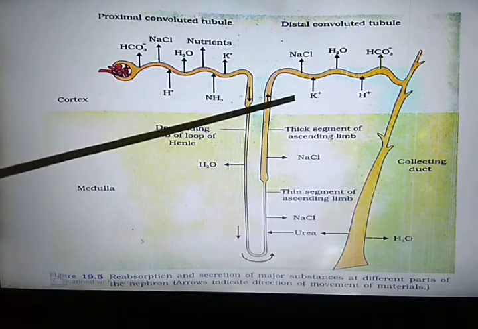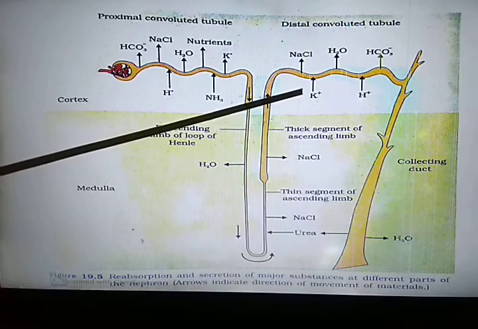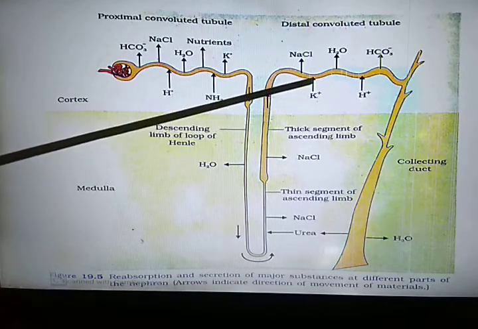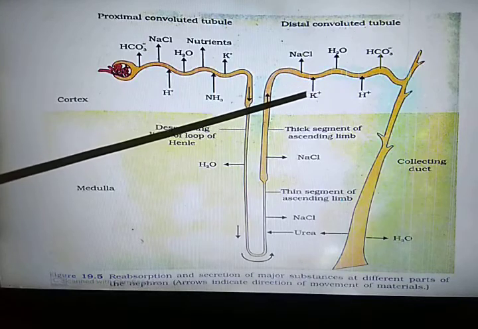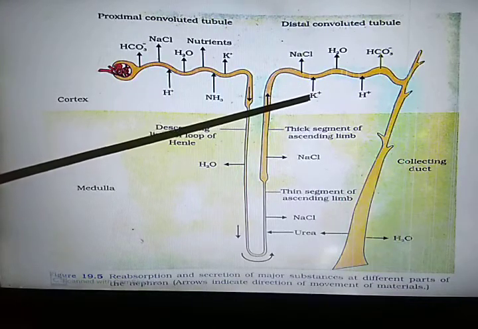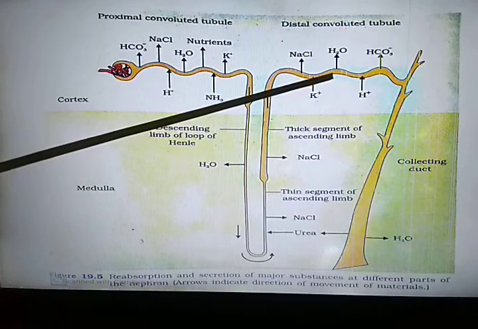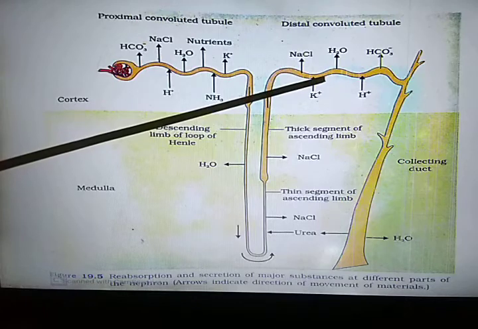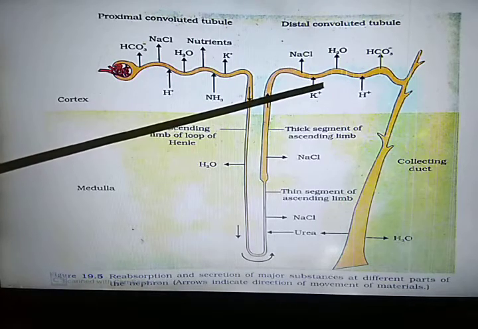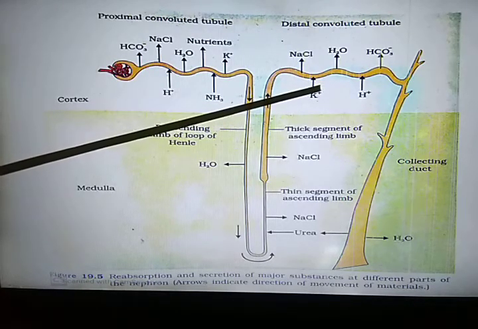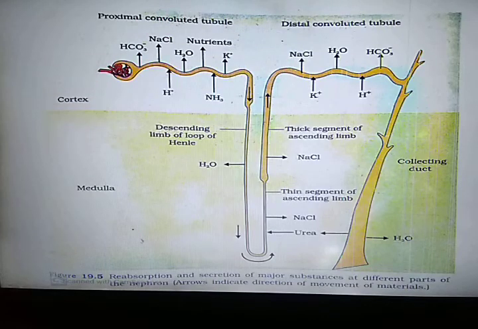And selective secretion, you can see these are coming inwards into the tubular region, so secretion of potassium ion and hydrogen ion, even ammonia also takes place in the DCT to maintain the pH and sodium potassium balance in the body.